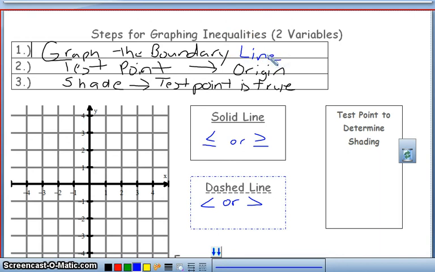Alright, so we want to try an example. Let's graph y is less than 2/3 x minus 1. Alright, my boundary line is going to have a y-intercept of -1 and a slope of 2/3. And it's going to be dashed because there is no bar under my inequality symbol.